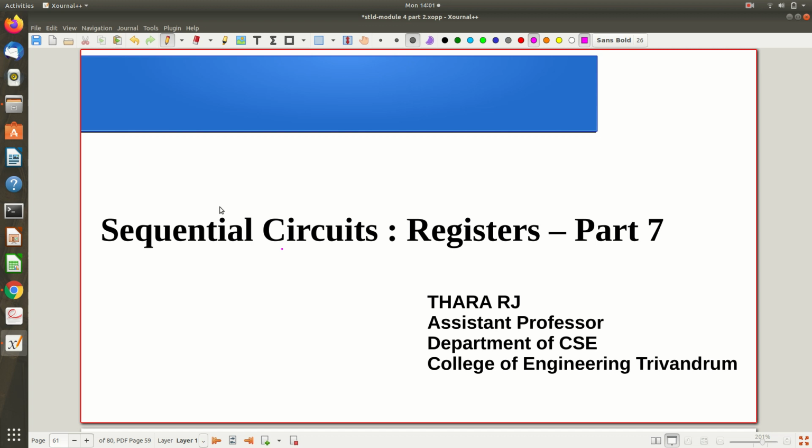So we were seeing what all the different types of registers are, which can store data as well as shift data. Accordingly, the serial in serial out register, serial in parallel out register, parallel in serial out register, and parallel in parallel out also. Those four categories we discussed so far.